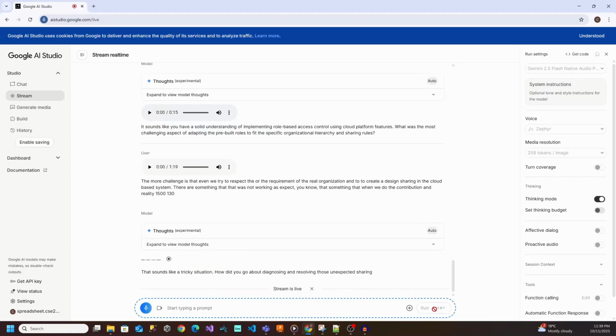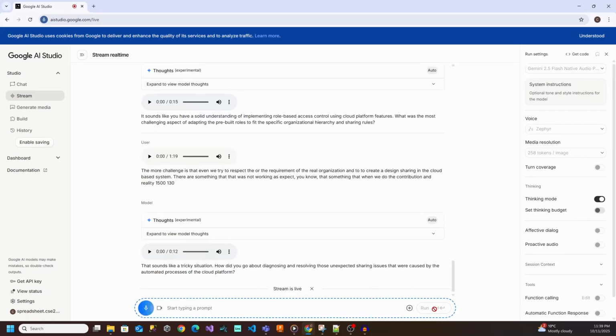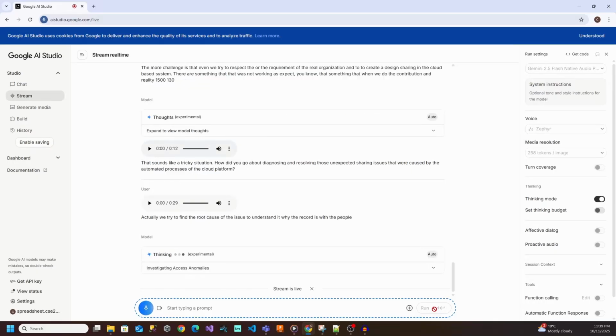That sounds like a tricky situation. How did you go about diagnosing and resolving those unexpected sharing issues that were caused by the automated processes of the cloud platform? Actually, we try to find the root cause of the issue to understand why the record is shared with the people, and how we make sure whether it is a real issue that they can see the record, or is it okay?